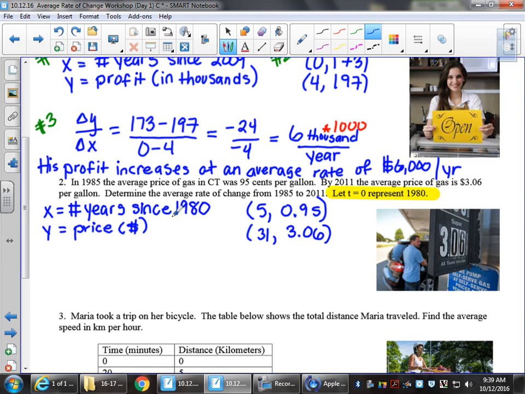So we've defined our variables. We have our ordered pairs. What are we going to set up next? How do you say this out loud? Change in Y divided by? All right, let's work on that. Take it all the way to the end with units, please.